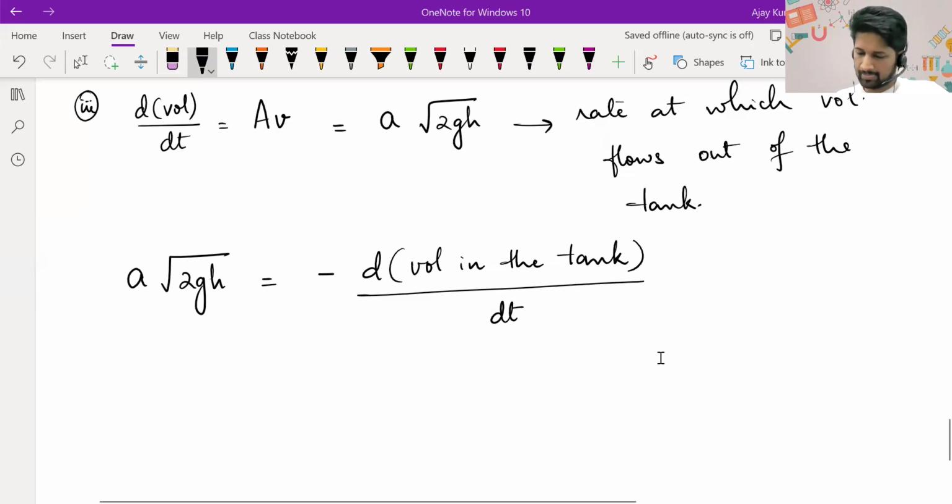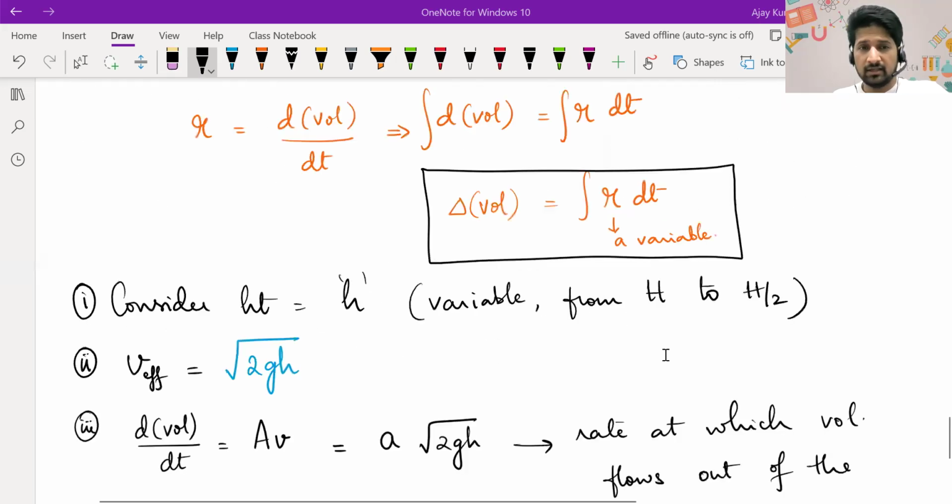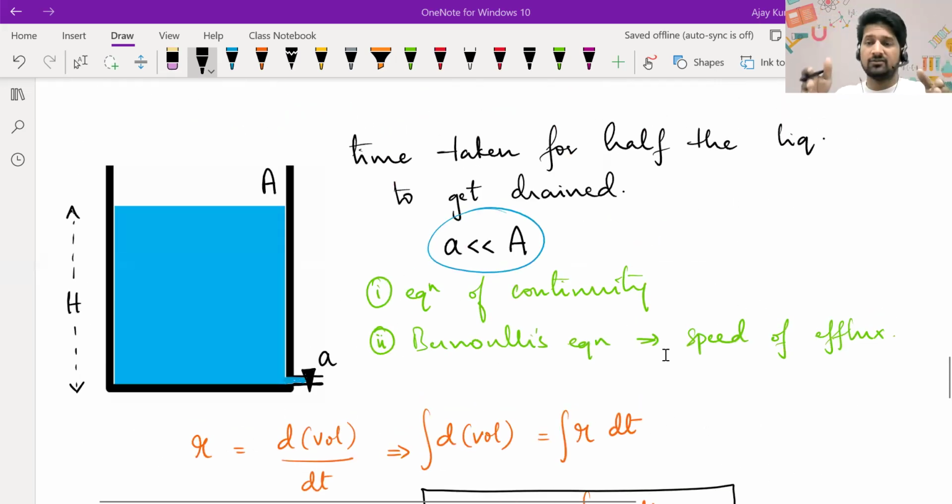Okay. Now what is it that we want? We want the time taken for height to decrease by half. Okay. Volume to decrease by half, which means height has to decrease by half. Keep in mind, we are considering a tank with uniform area of cross section. That is why half volume means half height.